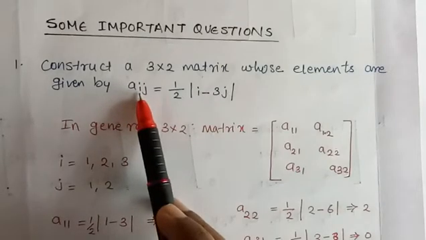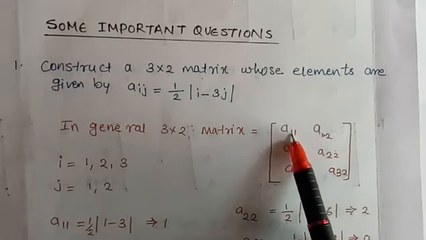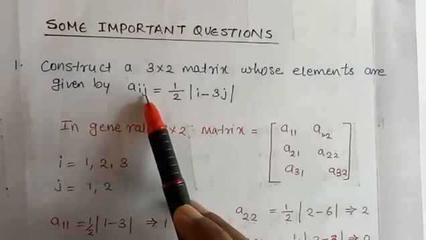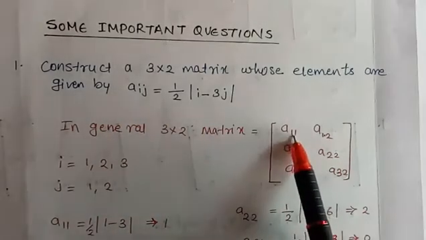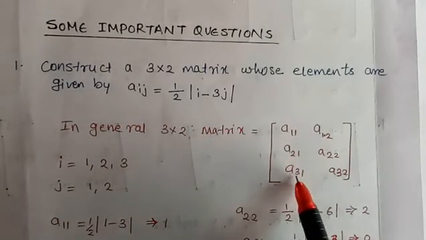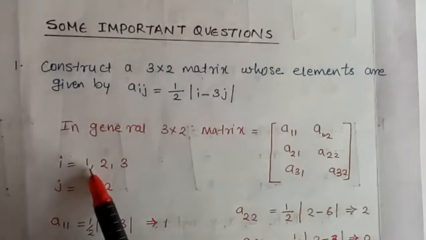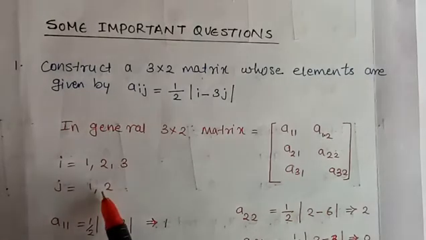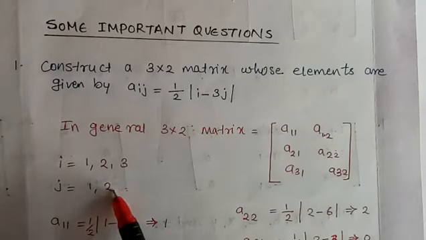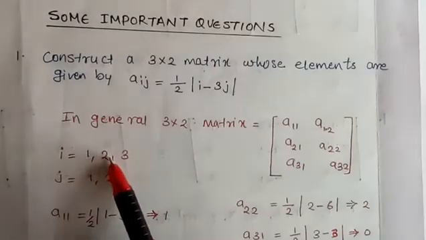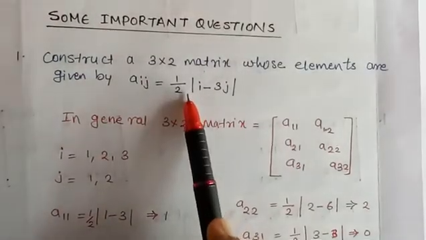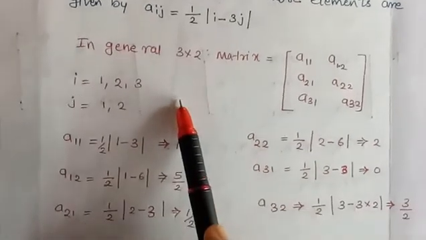So here i equal to 1 and j is equal to 1, and in this one i is equal to 3 and j is equal to 1. So we can generally write i is equal to 1, 2, 3, j equal to 1, 2. And when we substitute these values in this equation, we will get different elements of the matrix.